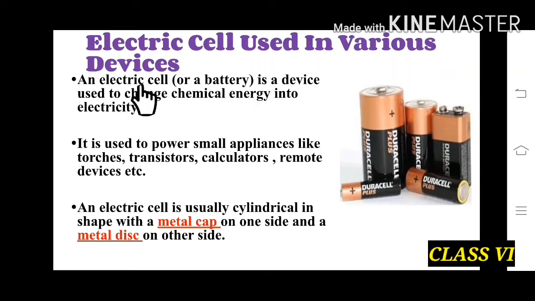Now I am going to explain to you about the electric cell used in various devices. An electric cell is also known as a battery and is a device used to change chemical energy into electricity. So in this cell there is a chemical which changes the chemical energy into electricity. It is used to power small appliances like torches, transistors, calculators, remote devices, etc. An electric cell is usually cylindrical in shape and it has a metal cap with a positive terminal and a metal disc on the other side.